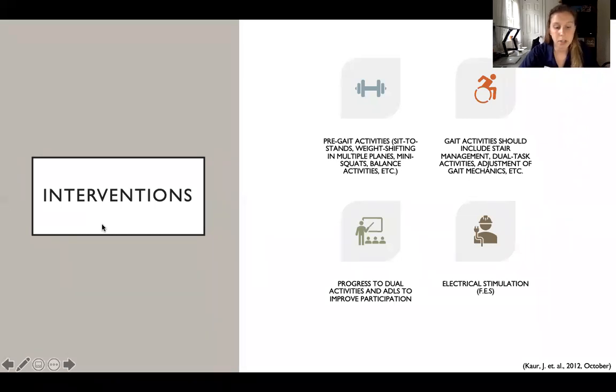Some examples of treatment for a patient presenting with paralysis, weakness, or ataxia: try to include pre-gait activities such as sit-stands, weight shifting in multiple planes, mini squats, and balance activities, eventually working up to gait activities and stair management, dual task activities, and adjustment of gait mechanics. Next, it's important to incorporate activities that will help the patient with participation, especially with activities of daily living.